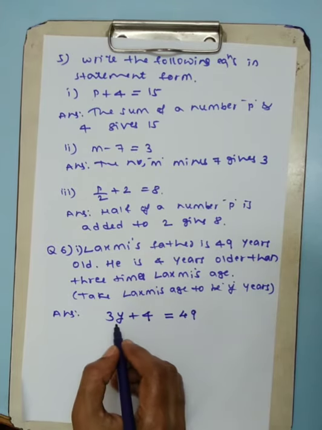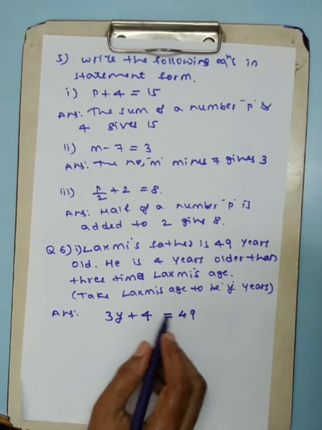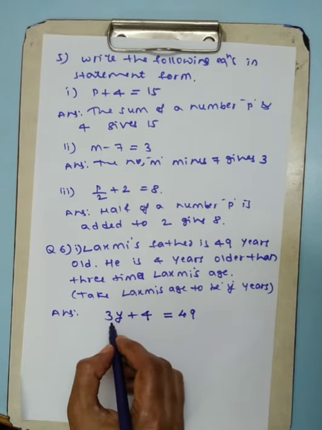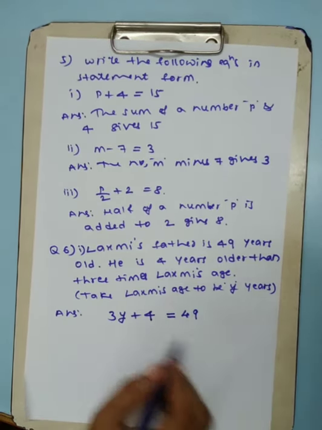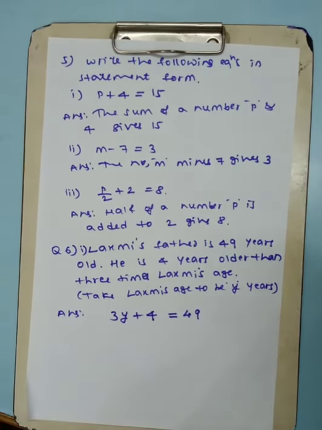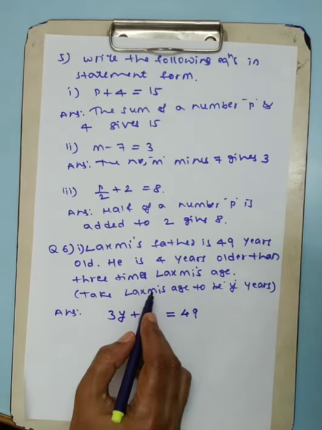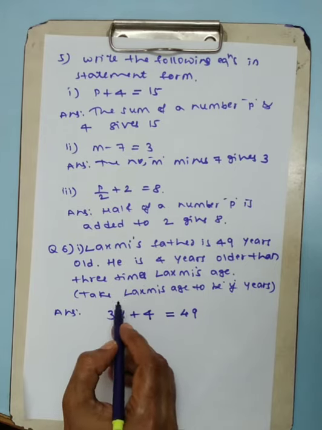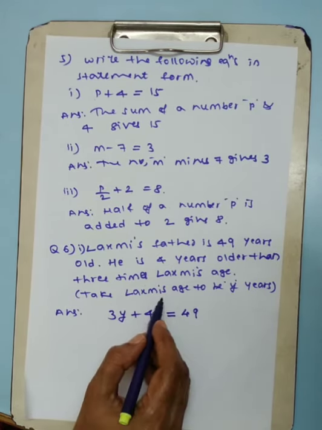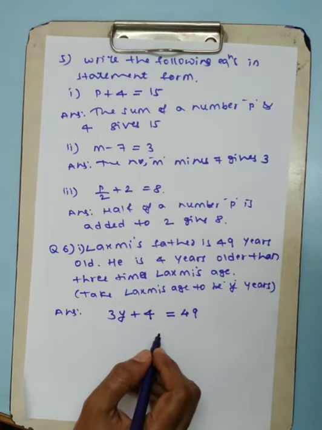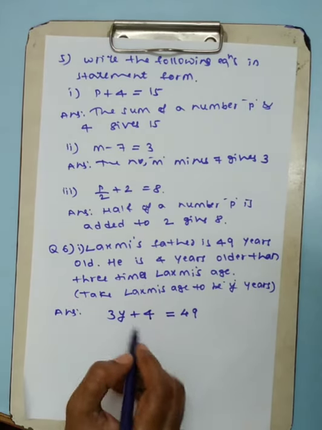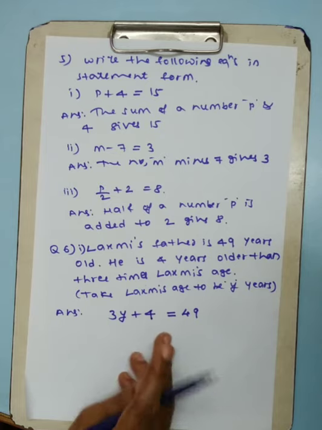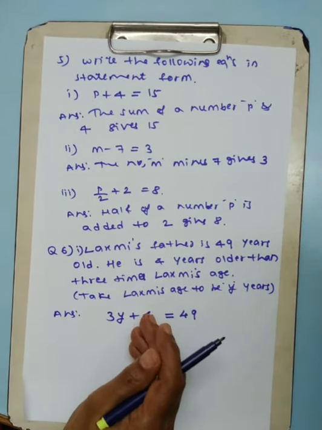Because Lakshmi's father is 4 years older than 3 times Lakshmi's age. So 3y plus 4 is equal to 49. So this is the equation for the given statement. What is y here? y is Lakshmi's age. Why do we have to use y? Because here the instruction is already given. Take Lakshmi's age to be y years. Please see in your textbook page number 82. So 3y plus 4 is equal to 49. So you just have to write the equation for the given statement.